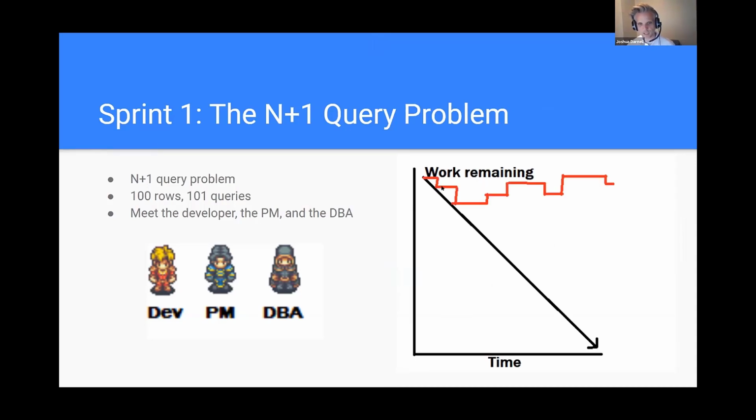Usually it actually looks like this. Might go down a little, might go up, and then you end up with more work than you started with. At least that's been my experience on sprint teams, Agile teams. Just to add here, mine as well. Yeah.